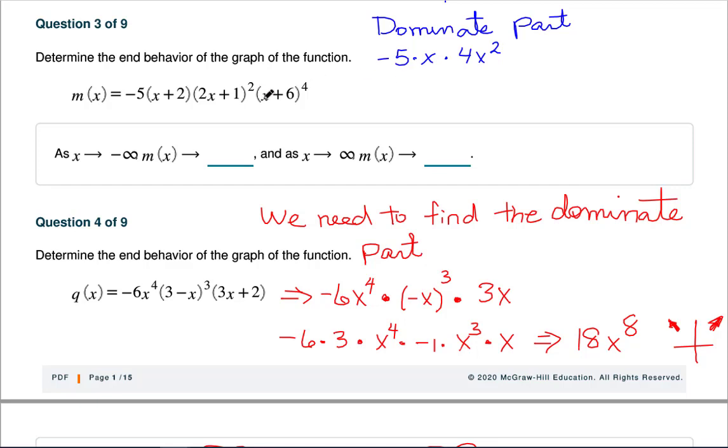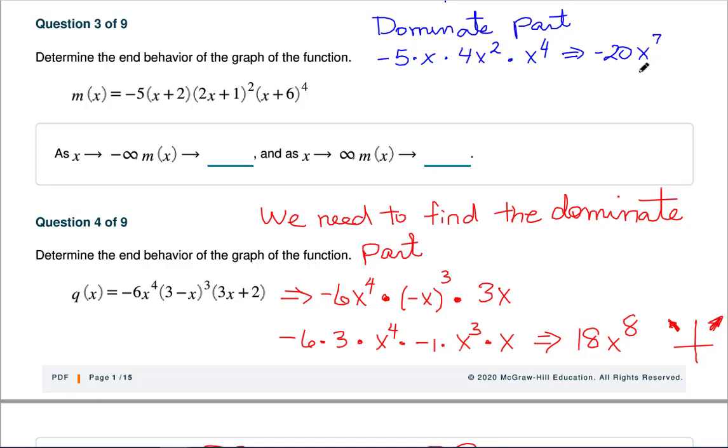From this part I see an x to the fourth. Alright, so I'm just taking the largest powers. I don't need to multiply the whole thing out. I just am trying to figure out what would the highest term look like. So, well, what is that? Well, minus 5 times 4 would be a minus 20. And now how many x's do we have? 1, 2, 3, and 4 more, so x to the 7th.